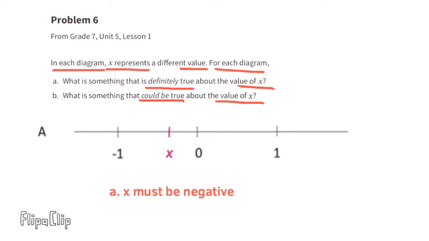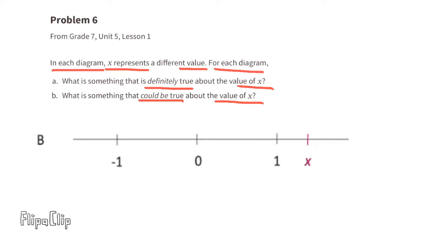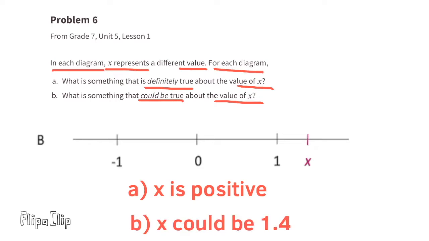Since x falls between 0 and negative 1, it looks like the x is a little bit less than halfway to the negative 1. So x could be negative 35/100ths. Looking at diagram B, the x is to the right of the 0 on the number line, so we know that the x is positive. And it looks like it's less than 1.5. The x could be 1.4.